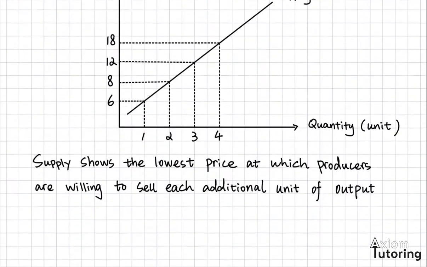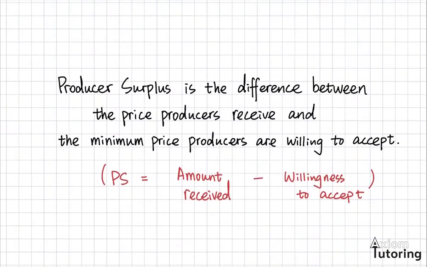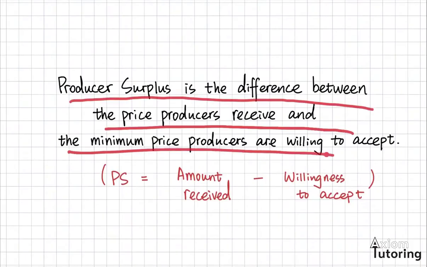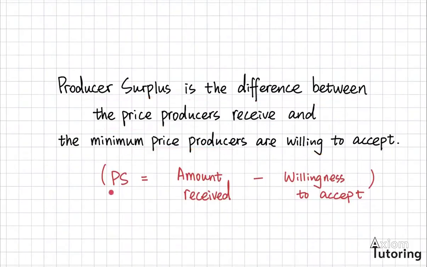Now, let me introduce the concept of producer surplus. Producer surplus is the difference between the price that producers receive and the minimum price that they are willing to accept. Using an equation, producer surplus equals the amount actually received by the producers minus their minimum willingness to accept.